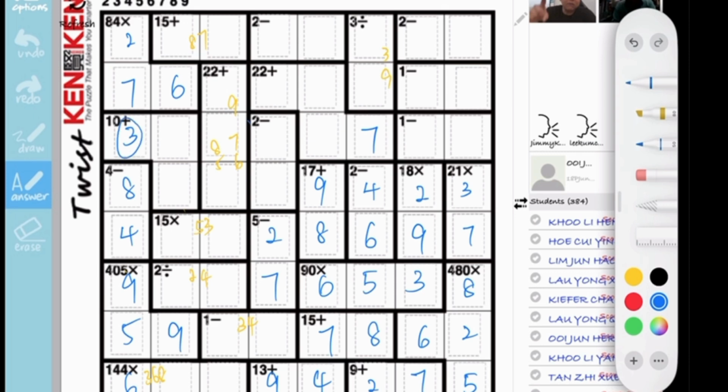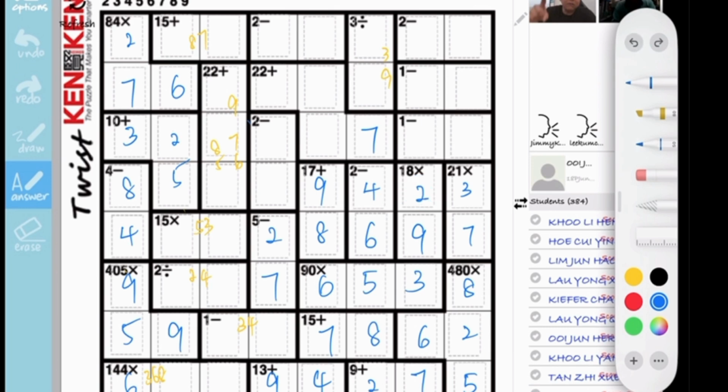And having a 3 here, these two numbers must add up to 7. We cannot use 6 and 1. We have no 1. We cannot use 4 and 3 because we have a 3 here. So the only possible numbers are 5 and 2. So we can straight away fill in the numbers because we have a 2 here. Okay.